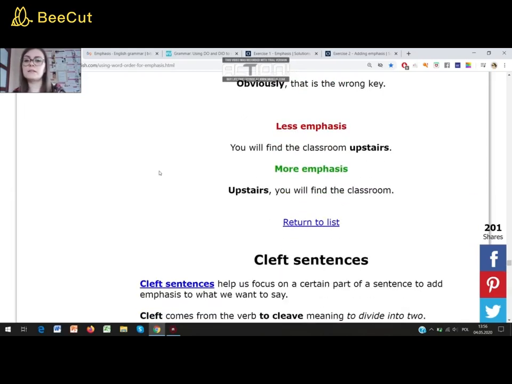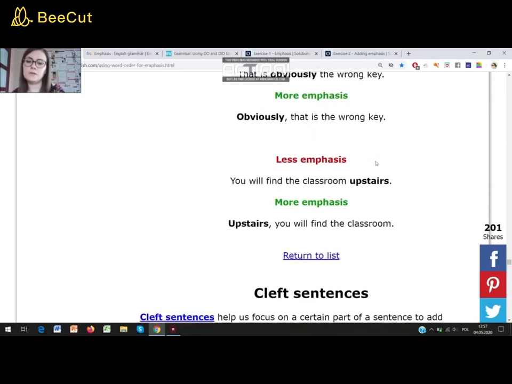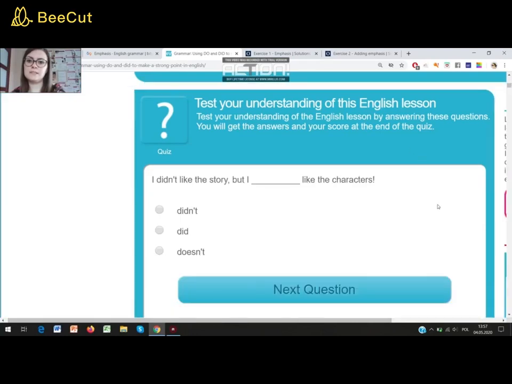You will find the classroom upstairs. And more emphasis: upstairs, you will find the classroom. And the last way of using emphasis are cleft sentences, but we were talking about it some time ago, so you can click on the link and you will see this episode right here. So now let's come to some exercises.